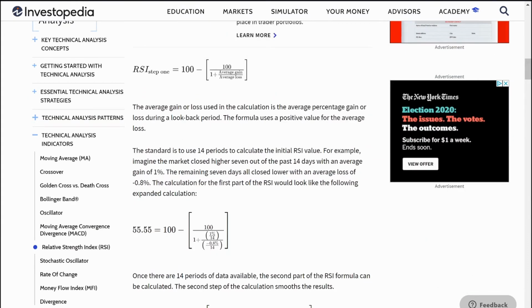So your RSI setup is 100 minus 100 divided by 1 plus the average gain over the average loss. So what it's doing is it's taking every single day that the market was up and taking all of those gains. So say it was up 1% one day, 2% the next day, 1% one day, and 2% the next day. You average that together, you got 1.5. And then your average loss. Say your average loss was 1, 1, 1, and 1. You take that, you get 1 as an average. So now you take that 1.5 divided by that 1, you get whatever that is. You add 1 to that. That is all 100 divided by that number. And then you subtract that by 100.